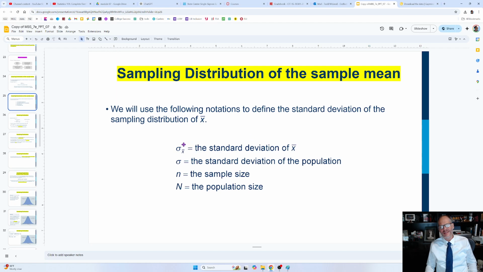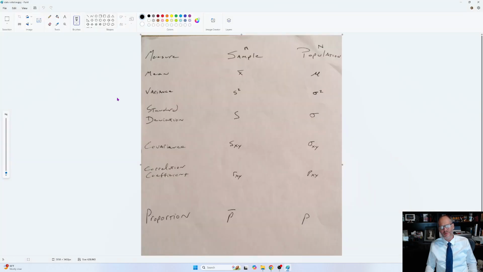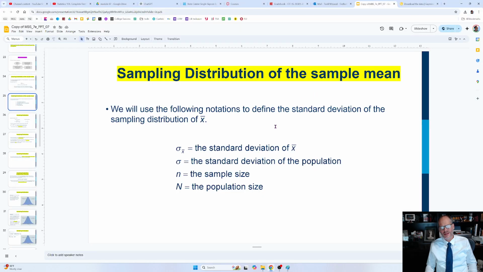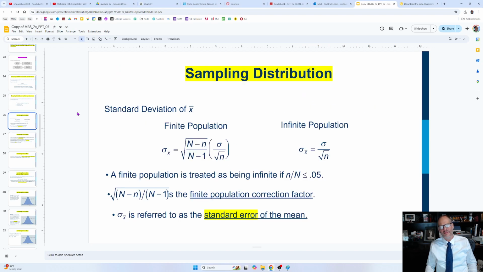So here we have the standard deviation of the sample means. And that notation is standard deviation with a lower x bar there. And then we have a standard deviation of the population, and that comes from taking the square root of the variance. And then we have the sample size, and we have the population size. So that's just notation that we're going to use. And we have these formulas we could work with to get the standard deviation of our sample mean.